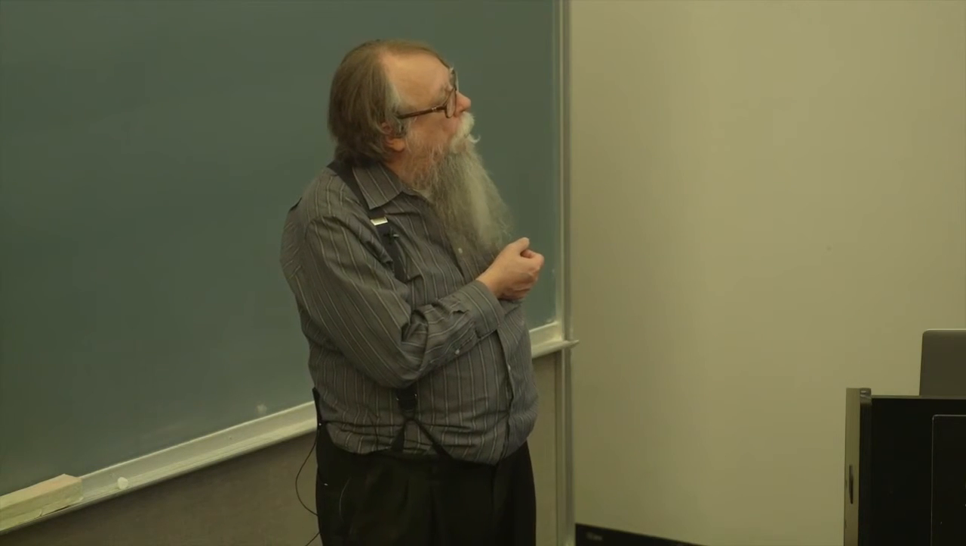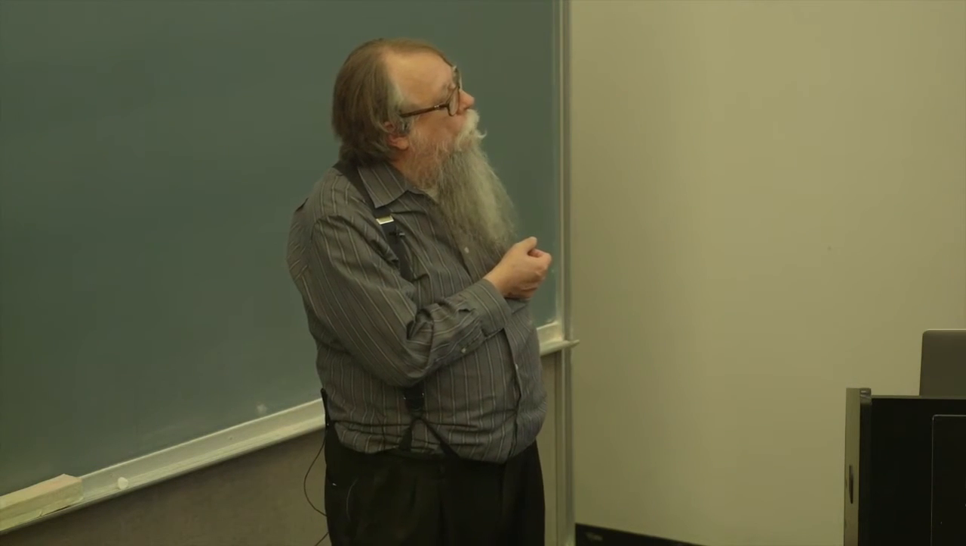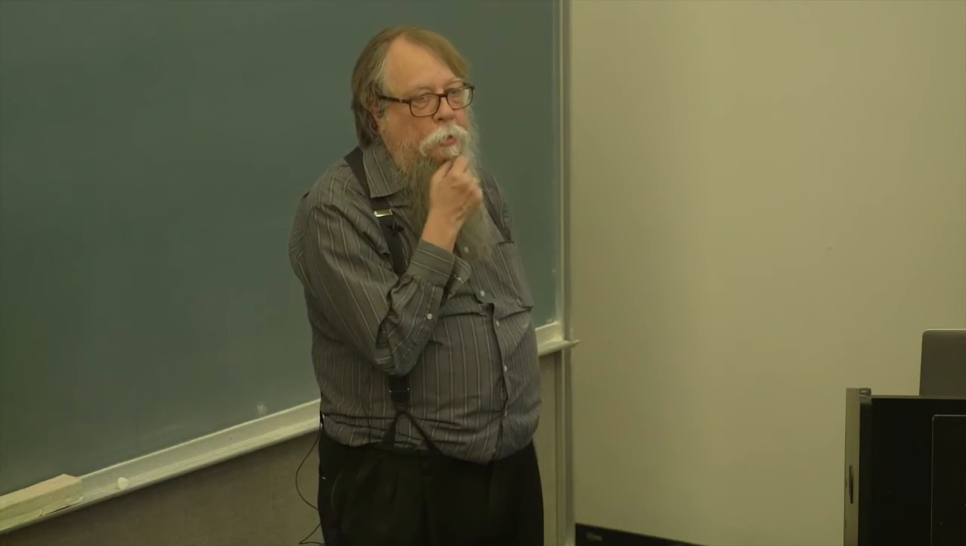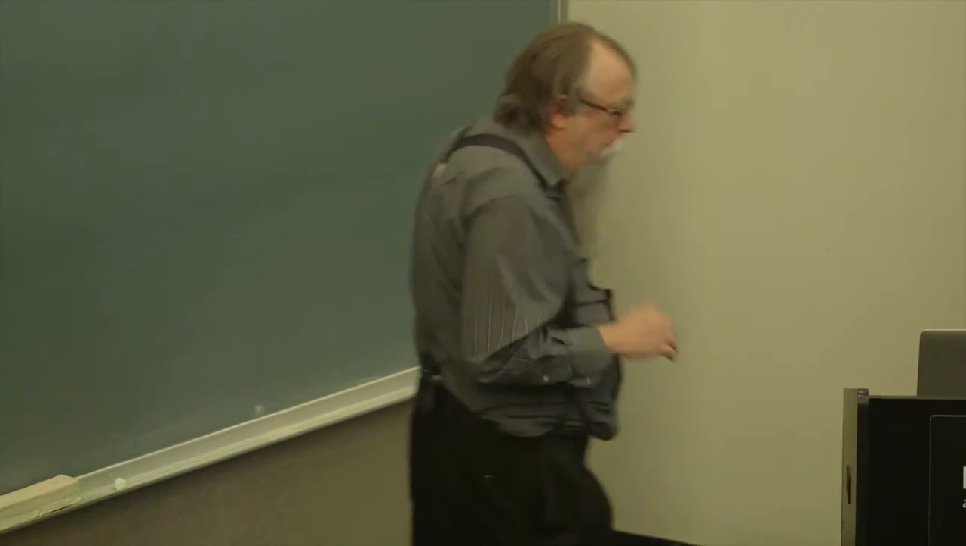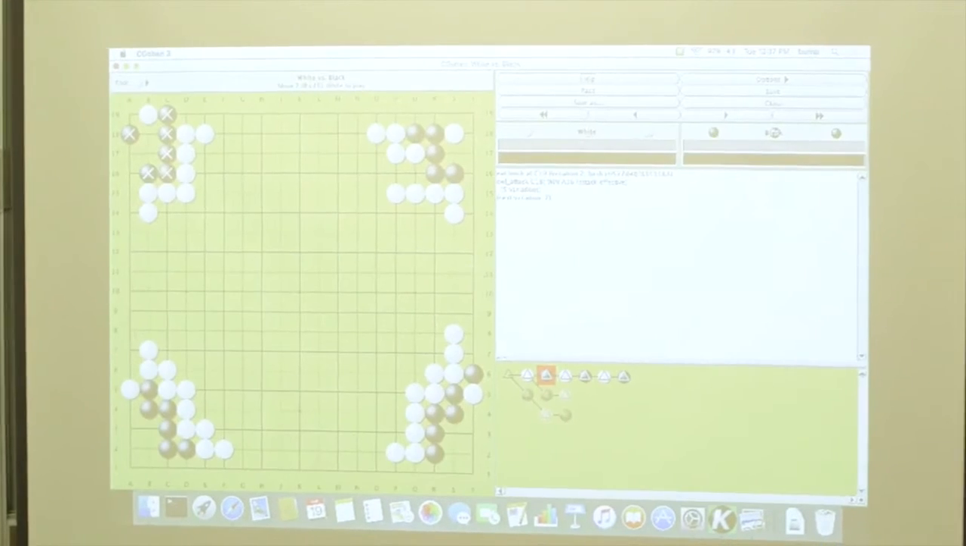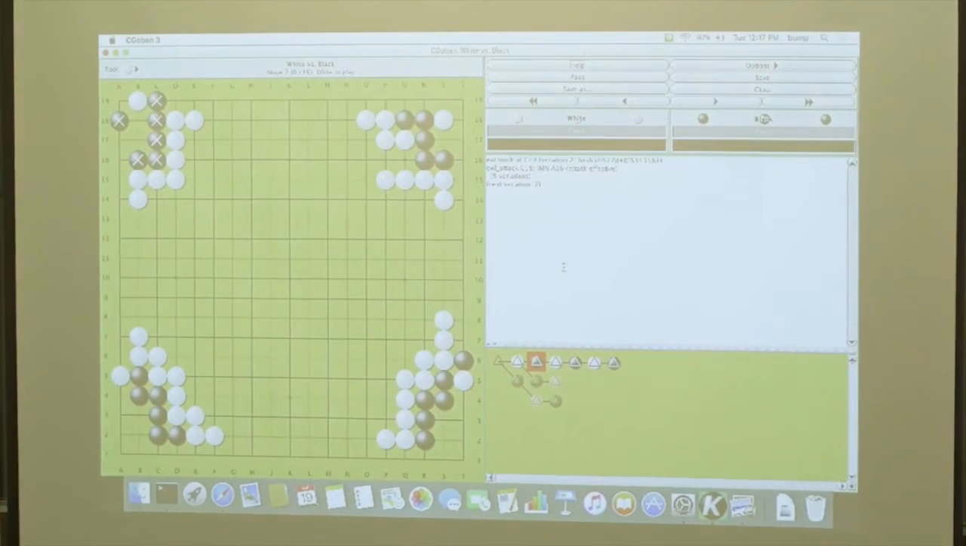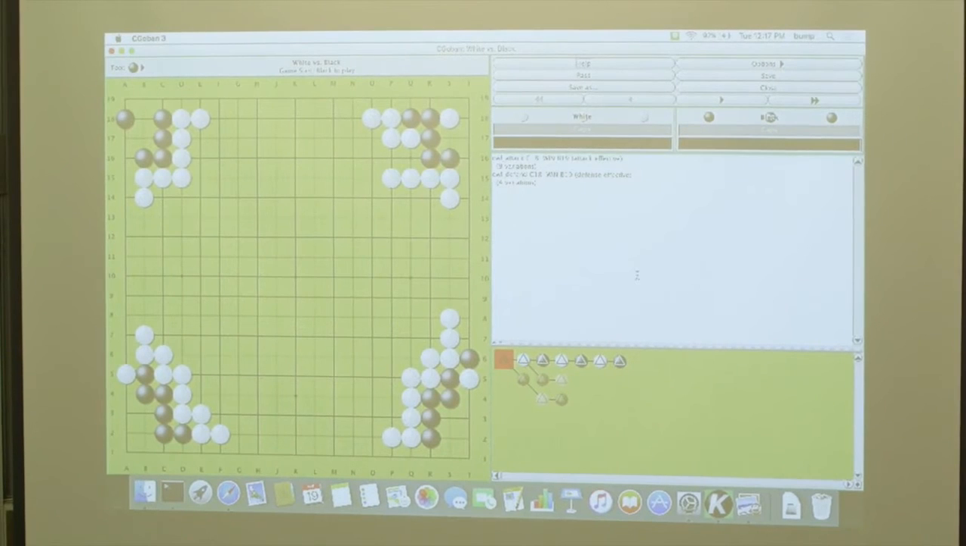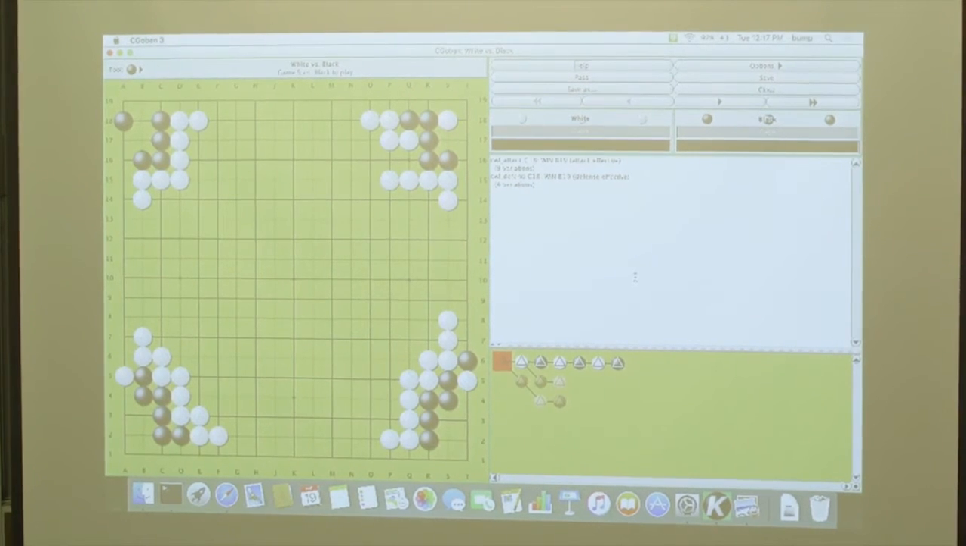So the decision as to whether a group is alive or dead or critical itself requires quite a bit of analysis. This means that the evaluation of the terminal nodes in the tree is not trivial. So I'm going to show you an example. I asked GNU Go to evaluate the position in the upper left-hand corner. So this is a critical position. If white moves first, he can kill. If black moves first, then it's possible to live.